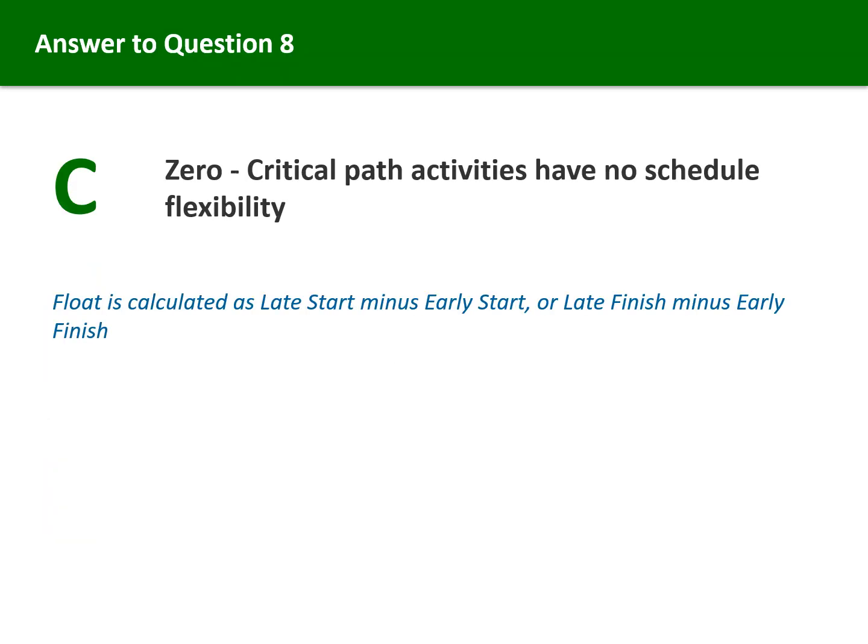Activities on the critical path have zero float, meaning they have no schedule flexibility. Float, also called slack, is the amount of time an activity can be delayed without delaying the project end date. The formula is float equals late start minus early start, or equivalently late finish minus early finish. When float is 0, any delay to that activity directly delays the project. Activities with positive float have some scheduling flexibility.